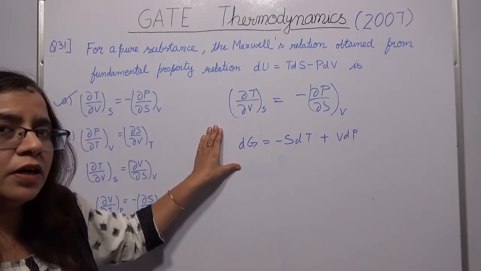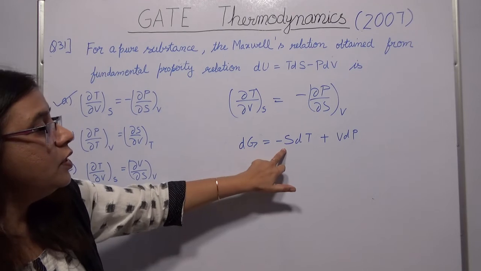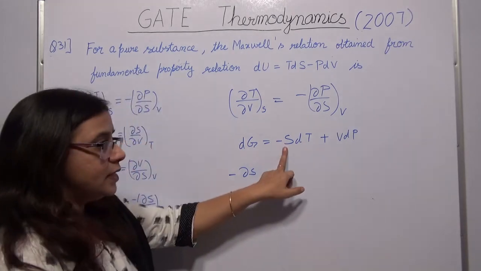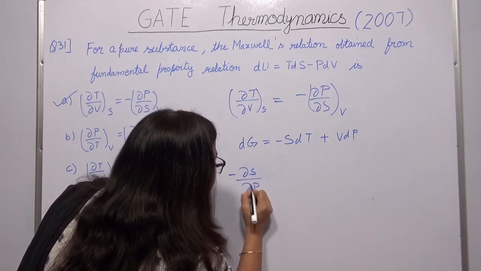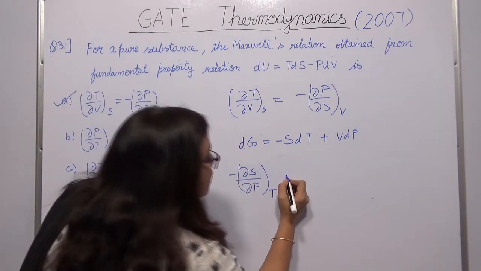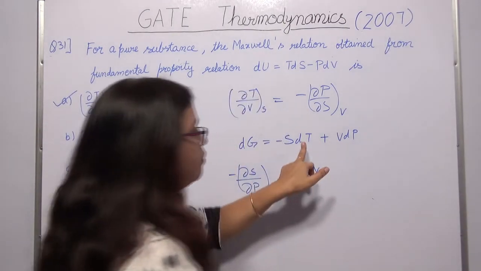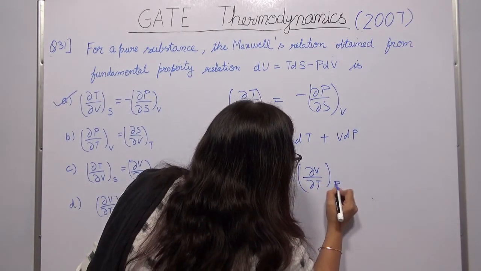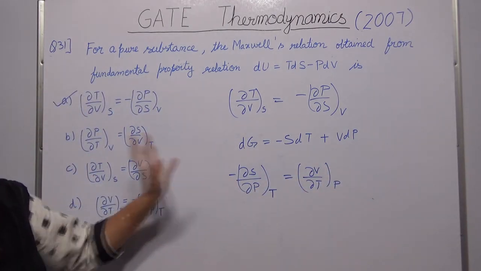Now let's write down one more Maxwell relation based on this equation, just for practice. The coefficient is minus S, so I am going to take the partial derivative of this with respect to the other variable, that is P. So minus del S by del P, and I will keep this variable T constant. Then it will be equal to, now take the partial derivative of this coefficient, del V, with respect to this variable, del T, and keep this variable constant. This is how you can quickly write down your Maxwell relations.